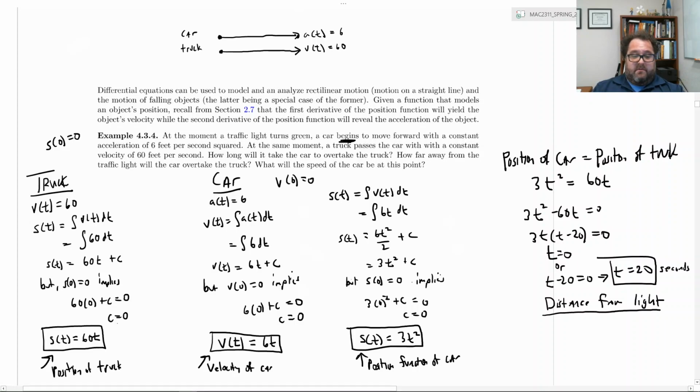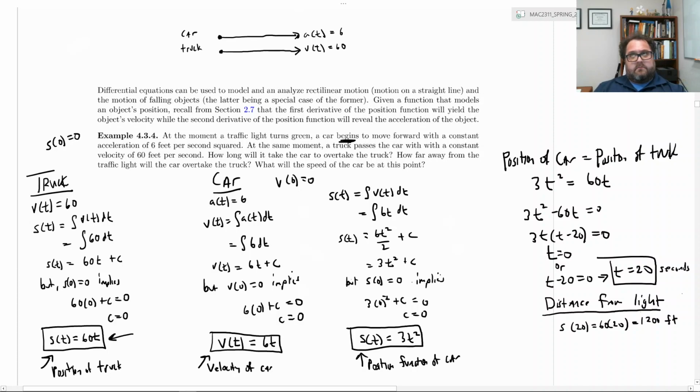So I guess this is the easier one, right? 60t, so what's 60 times 20? 6 times 2 is 12, add a couple zeros. So S of 20 is 60 times 20. I'm using the truck position function, equals 1,200 feet.